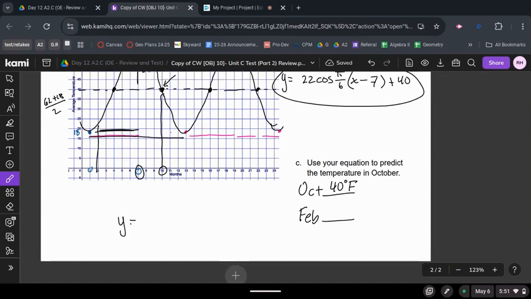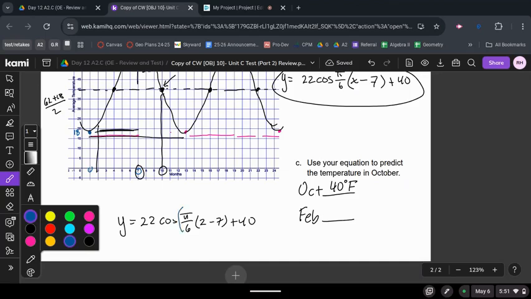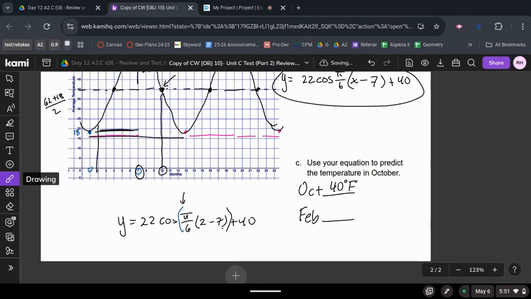So I'm going to replace 22 cosine pi over 6 parentheses x minus 7. Not x anymore, though, because we are looking for February, so we're going to do a 2 minus 7 and then plus 40. But remember, when you use my fantastic calculators, they open with a parentheses. So this is automatic. When you hit the cosine button, it'll automatically open. So you have to remember to do a double closure of parentheses at the end. And I forgot to do that in advance.